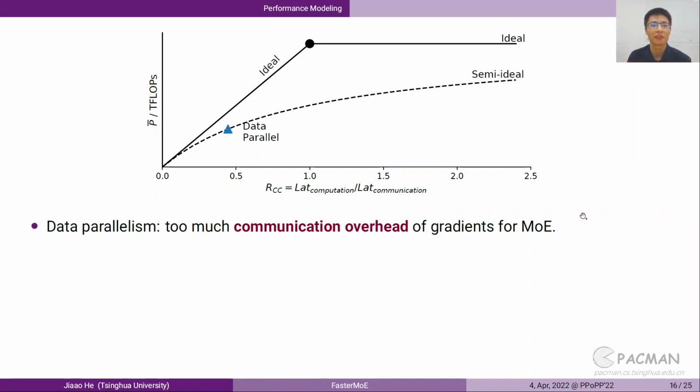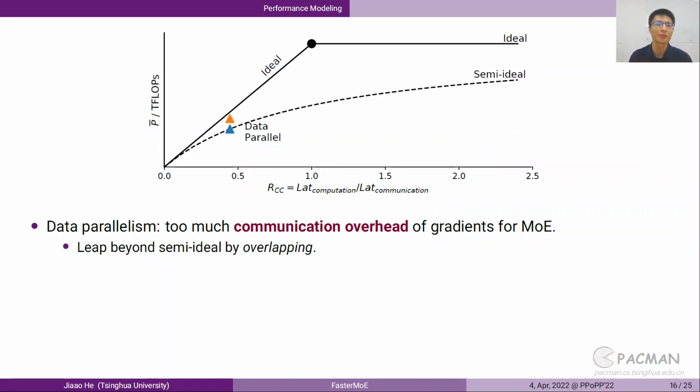Here are a few cases of distributed deep learning workload on the roofline. First one is the data paradigm for MoE models. It's on the lower left part of the model because there is too much communication overhead for the gradient synchronization. Because the MoE model is sparsely activated, the computation load is relatively small and it cannot achieve high performance due to limited RCC. But a good point of data parallelism is that we can overlap its communication with backward computation, so it can slightly leap beyond the semi-ideal curve.